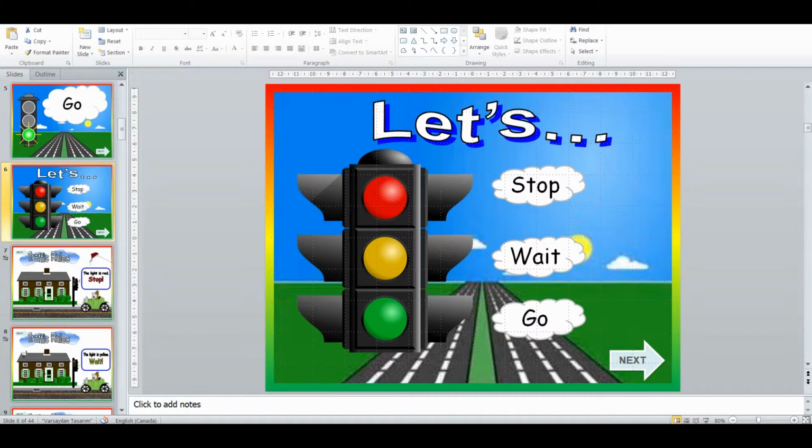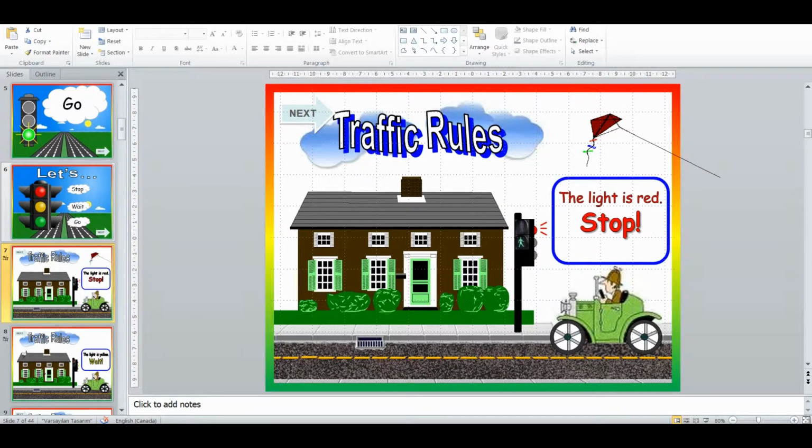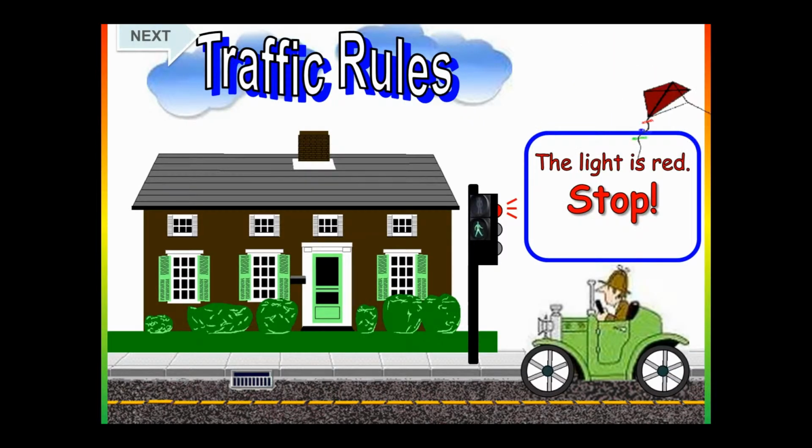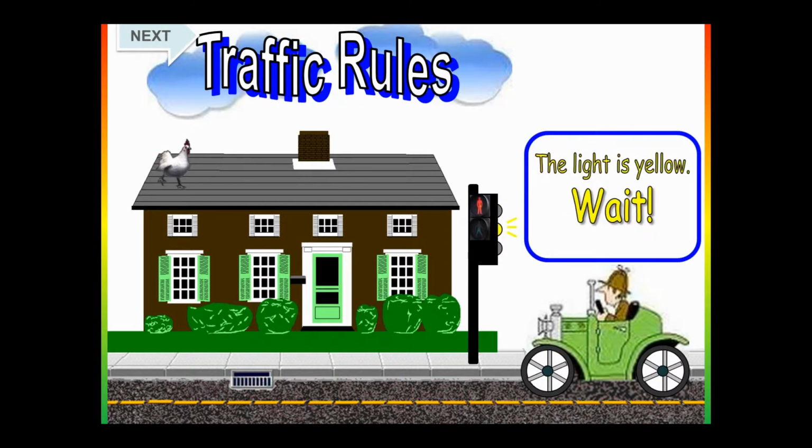We'll play this game, get them moving around a little bit, and then we come back to another slide where we're getting them to use the vocab in sentences. The light is red, stop. The light is yellow, wait. The light is green, go.